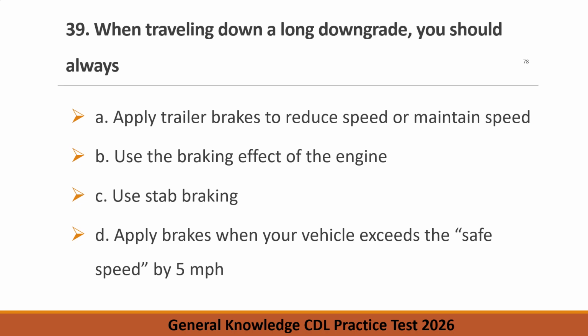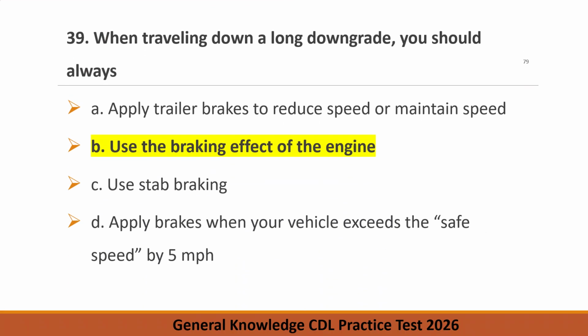39. When traveling down a long downgrade, you should always A. Apply trailer brakes to reduce speed or maintain speed. B. Use the braking effect of the engine. C. Use stab braking. D. Apply brakes when your vehicle exceeds the safe speed by 5 miles per hour. Answer, B.